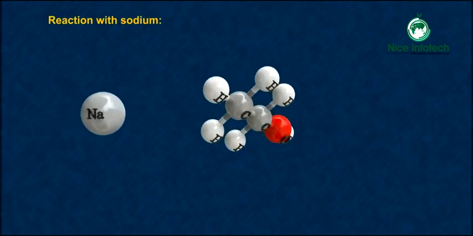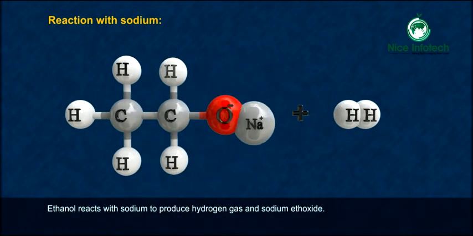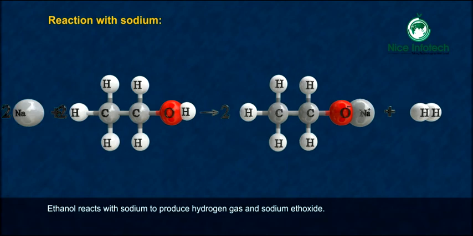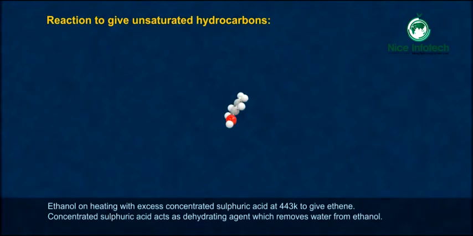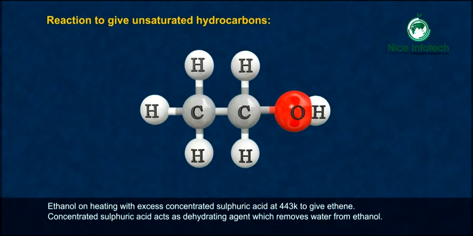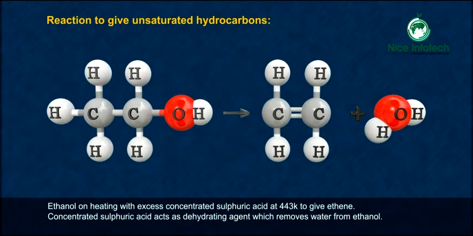Reactions of ethanol. Reaction with sodium. Ethanol reacts with sodium to produce hydrogen gas and sodium ethoxide. Reaction to give unsaturated hydrocarbons. Ethanol on heating with excess concentrated sulfuric acid at 443 K gives ethene. Concentrated sulfuric acid acts as a dehydrating agent which removes water from ethanol.